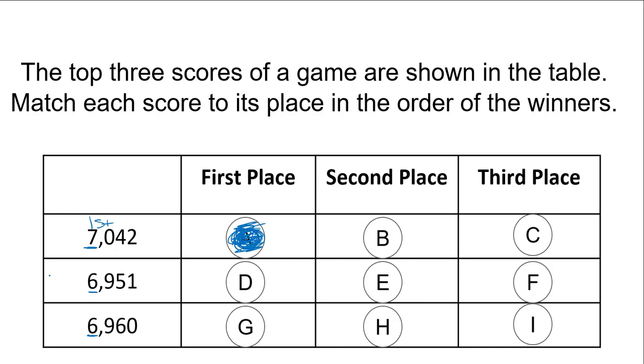Let's see who might have gotten second place with a score of, well, the next score. Is it the 6,951 or the 6,960? Which one's greater? Because I see that the 6s are the same in the thousands place, the 9s are the same in the hundreds. But when I compare the 51 and the 60, I can see that the 60 is greater. That automatically makes the entire number greater. So this number would be second place. Good job, you got second place with 6,960 points.